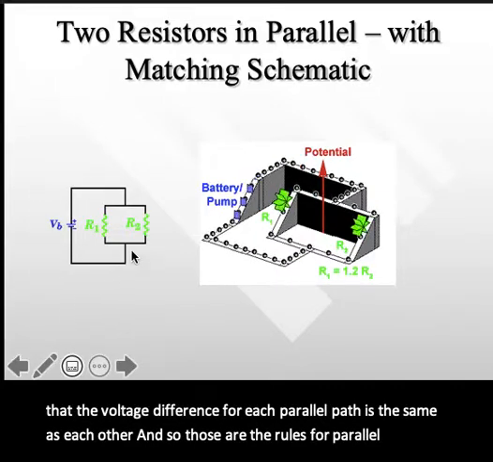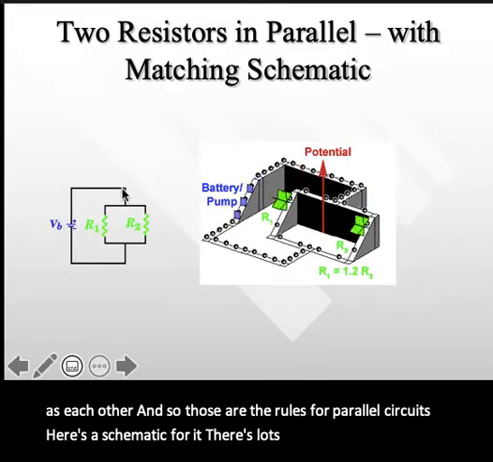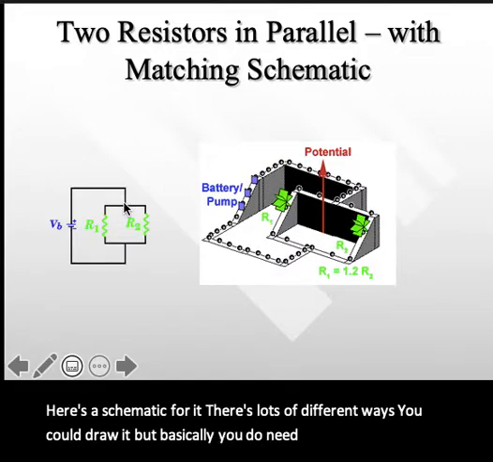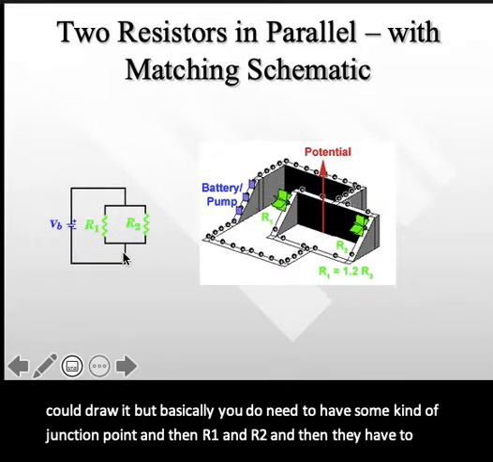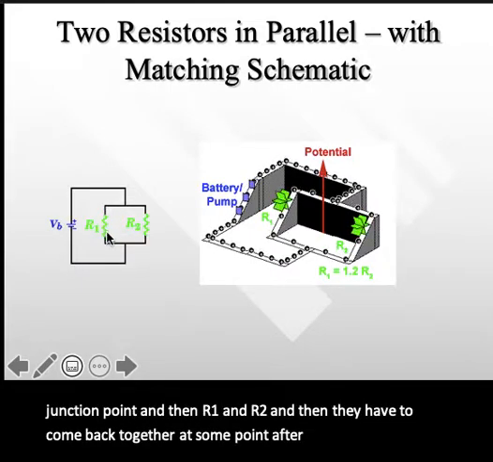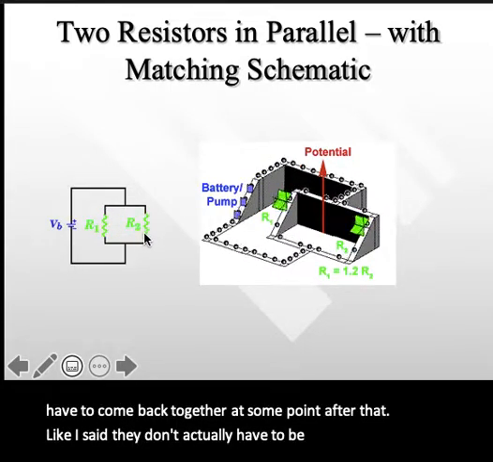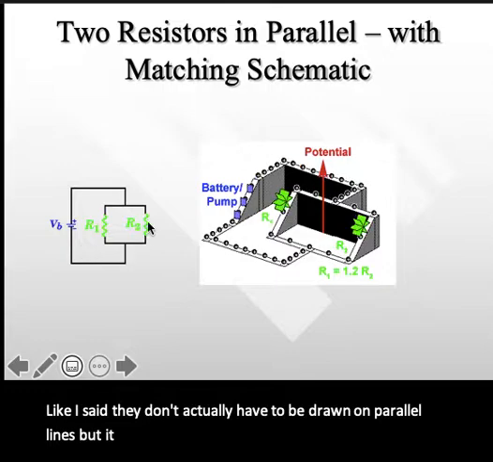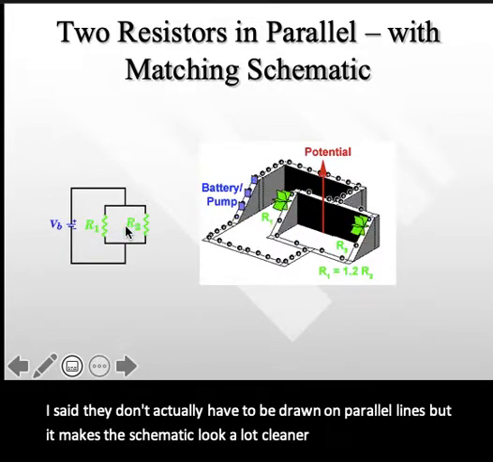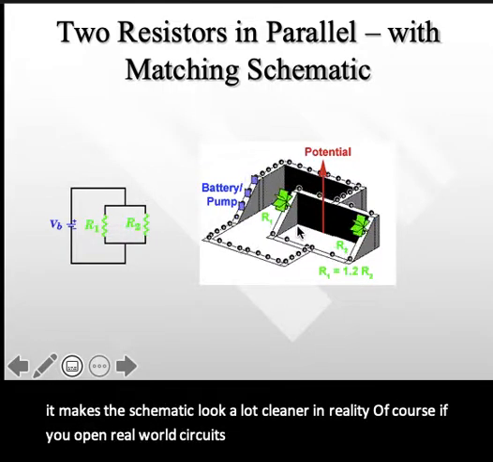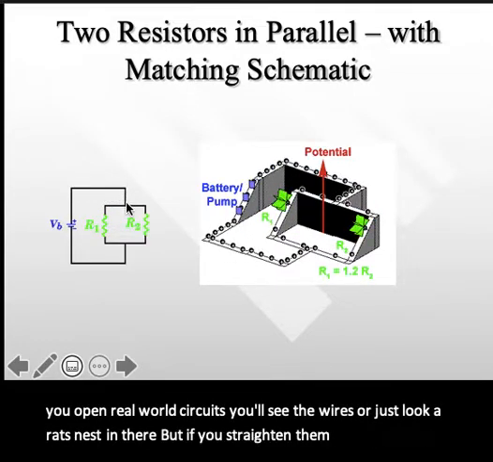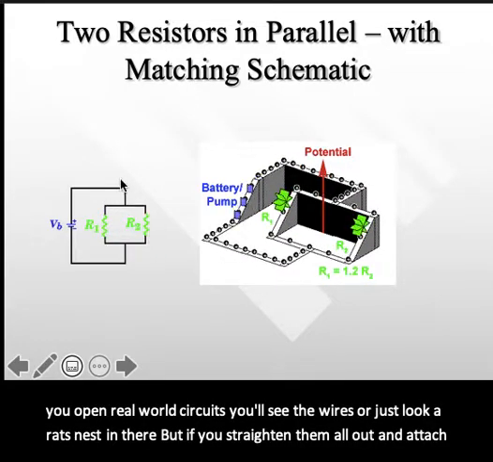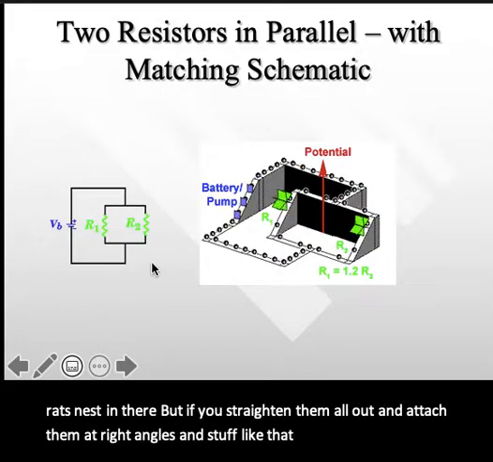Here's a schematic for it. There's lots of different ways you could draw it, but basically you do need to have some kind of junction point, and then R1 and R2, and then they have to come back together at some point after that. Like I said, they don't actually have to be drawn on parallel lines, but it makes the schematic look a lot cleaner. In reality, of course, if you open real-world circuits, you'll see the wires just look like a rat's nest in there. But if you straighten them all out and attach them at right angles and stuff like that, then you can kind of get the schematic back.